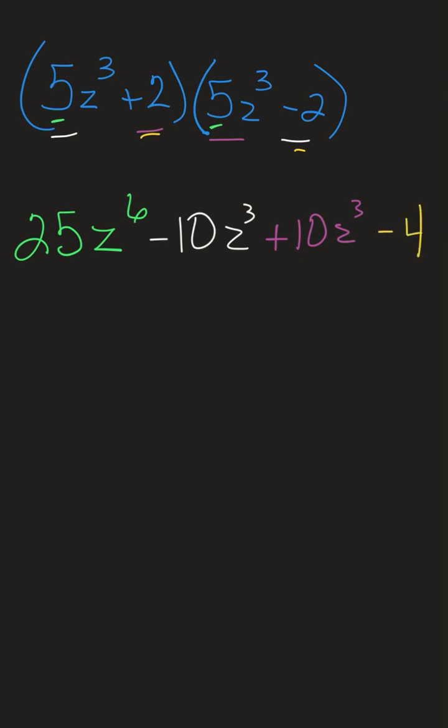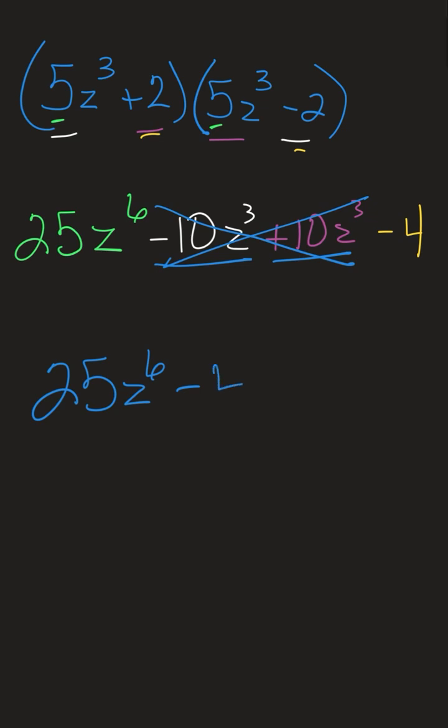I go ahead and combine my terms. So I have negative 10z to the third power, positive 10z to the third power. Those go away. And I'm left with 25z to the sixth power minus 4. So this first term doesn't always have to be an exponent of 1, as long as you know to add the exponents when you multiply those bases. That's what you need.